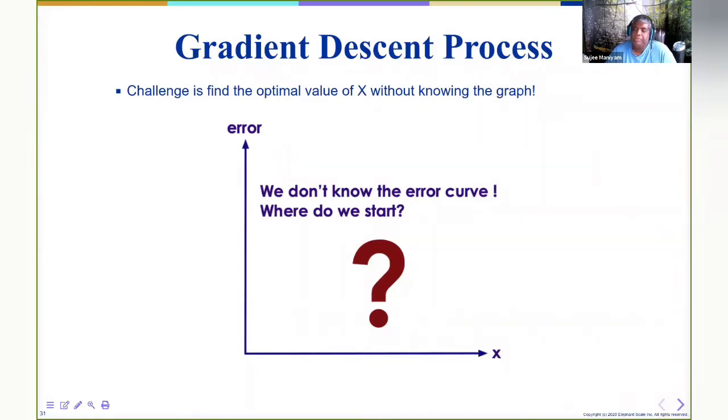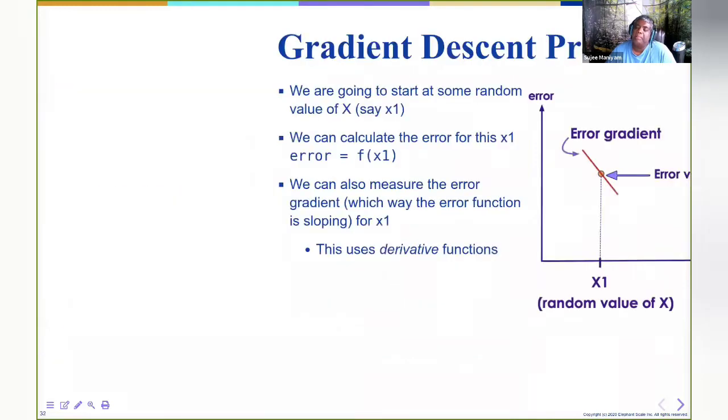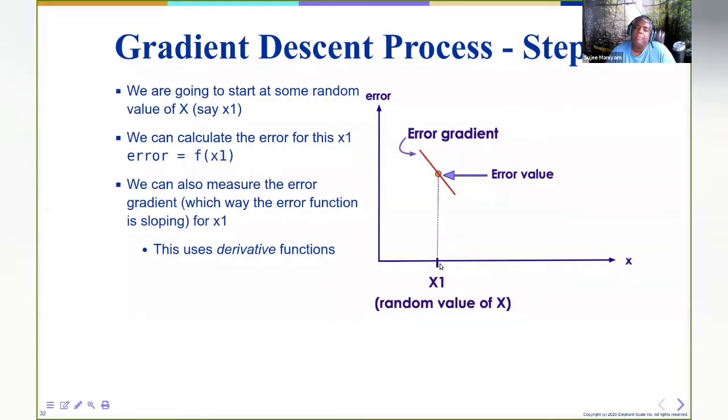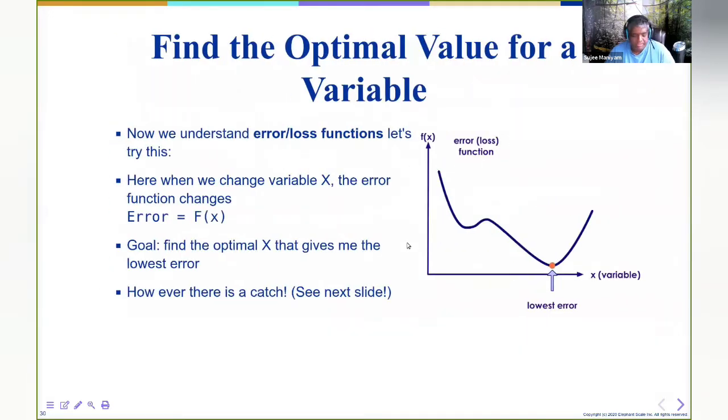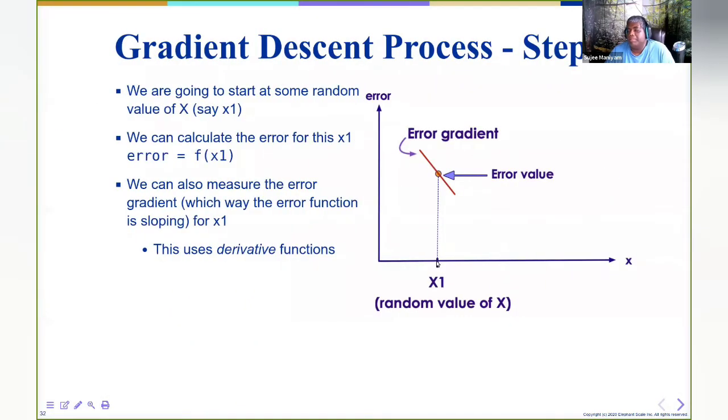We have to start someplace, so we start randomly. I choose some random value, so my first x1 is a random value. I plug it into the formula and calculate the error. I can also calculate the slope of the graph using a mathematical formula. So I pick x randomly, calculate the error, that's the dot, and the slope.